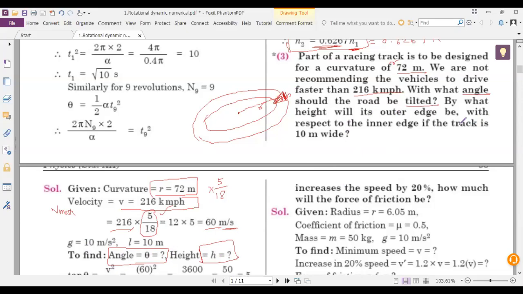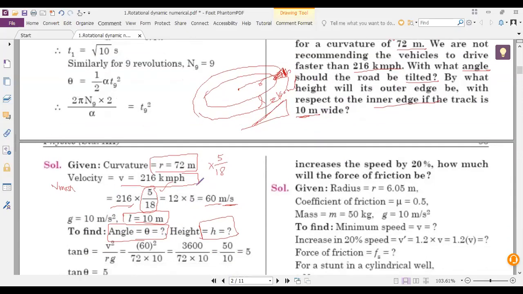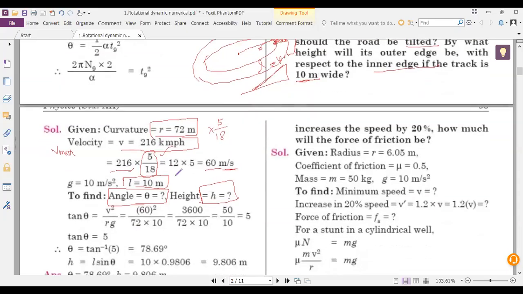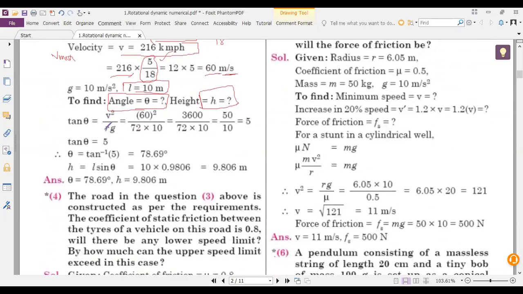ओके, सो आगे क्या दिया है? द इनर एज इज गिवन 10 मीटर. सो दिस 10 मीटर इज द लेंथ इज गिवन. सो व्हाट इज लेंथ? ये जो है ना, ये दिस पार्ट, we can say this 10 meter is given. So all parts are given. Now we start calculating. First we are calculating theta.